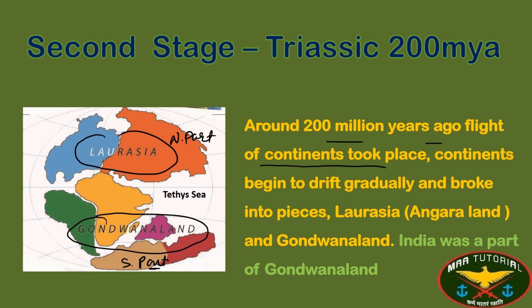The continents are going to take the current position. The continents begin to drift gradually and break into pieces. You can see the different colored pieces, Laurasia and Gondwana land, and India was part of Gondwana land. So in this process, in the midst of Laurasia and Gondwana, a new sea formed, called the Tethys Sea.